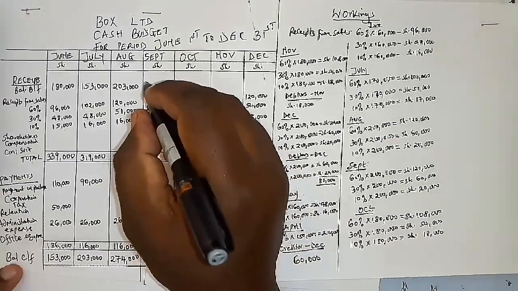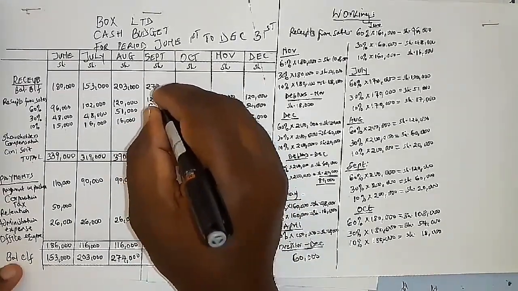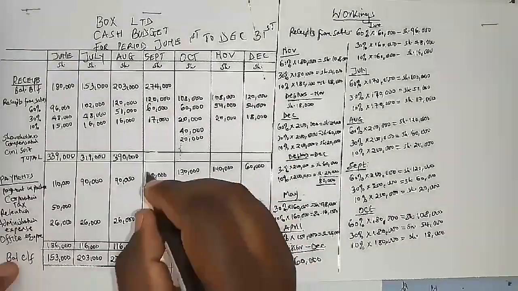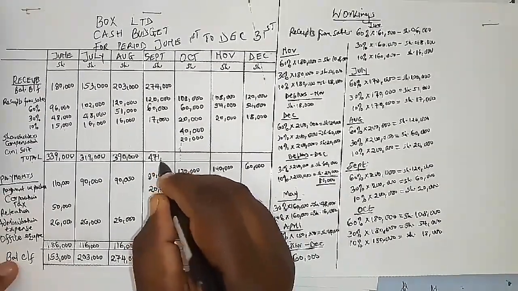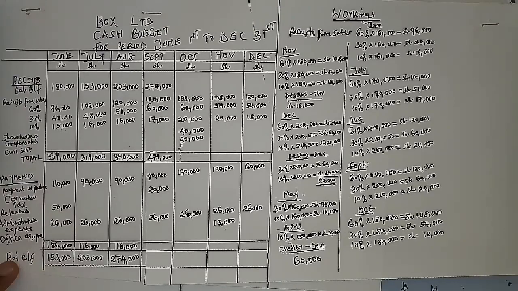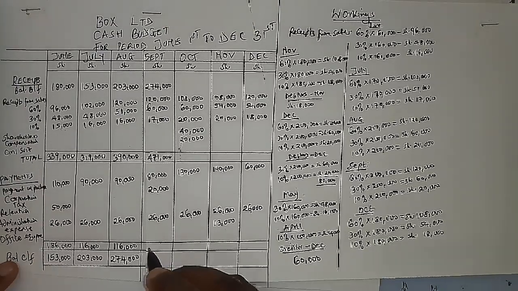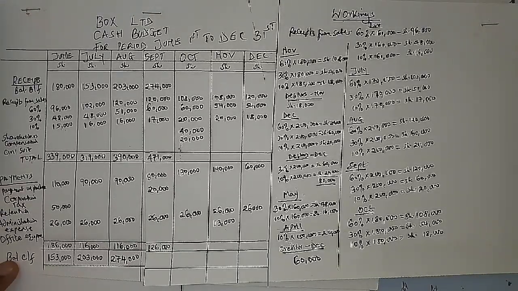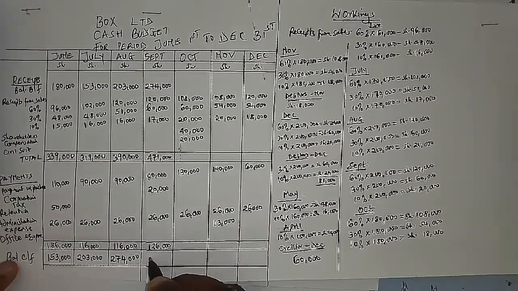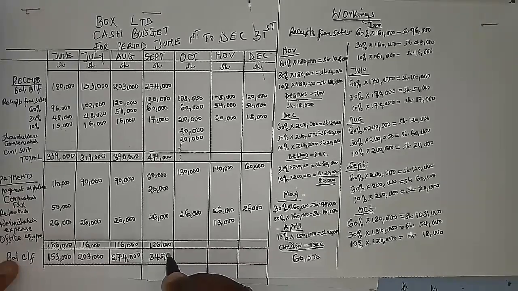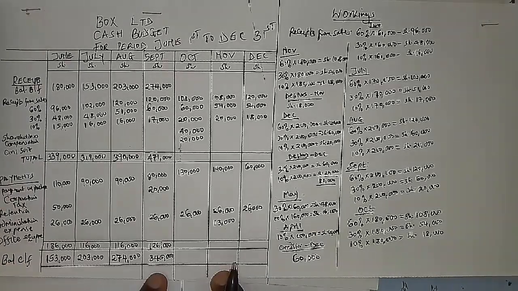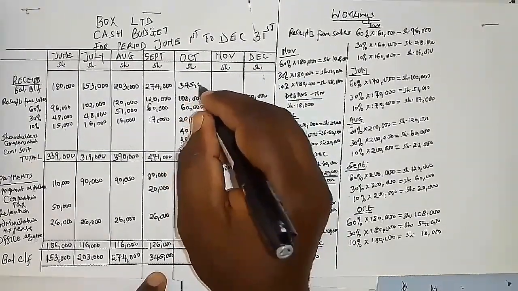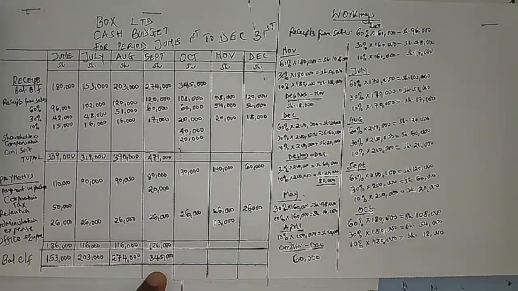So when we start the month of September, we call it the balance brought down, 274,000. Add the receipts, so we get 471,000. Those are the receipts for the month of September. Then 126,000, those are the payments for the month of September. So when we subtract the two, we shall get 345,000 as the balance carried forward for the month of October.